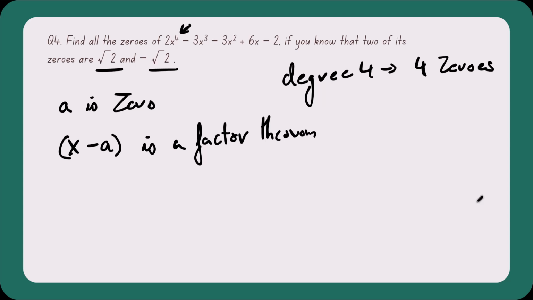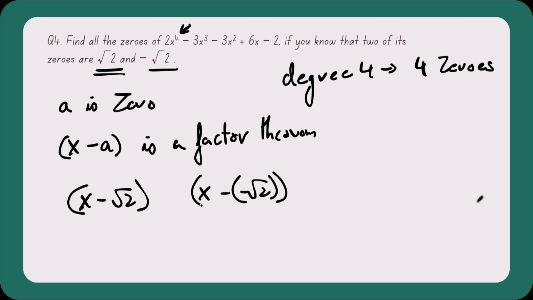So in that logic, what can we say? If root 2 is a 0, x minus root 2 is a factor, right? Then I can also say x minus minus root 2, that is also a factor. So what are my factors? I have x minus root 2 and I have x plus root 2, correct? These are my factors. Clear? So we have two factors.